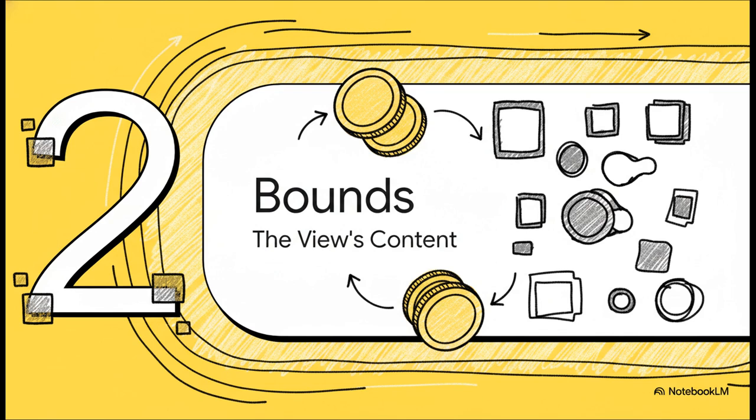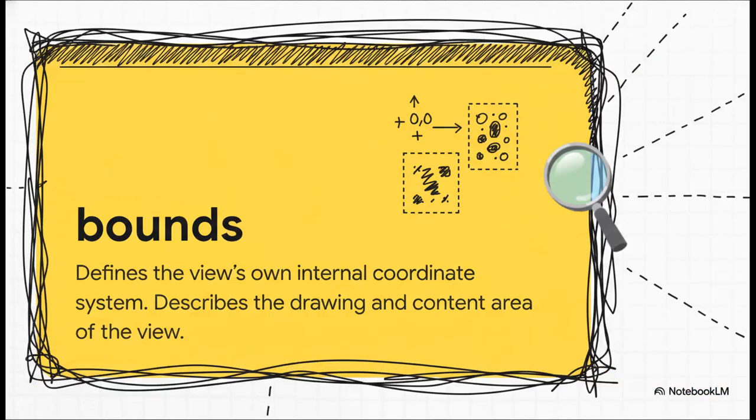Okay, so we've got the outside world of frame down. Now let's flip the coin and explore the inside world, which is what bounds is all about. And trust me, this is where things get really cool. Now, bounds is completely different. It's totally self-absorbed. It could not care less about its parent view. It describes the view's own private little universe, and its starting point, its origin, is almost always at 0, 0, which is its own top left corner. Think of it as the canvas that the view uses to paint its own world.